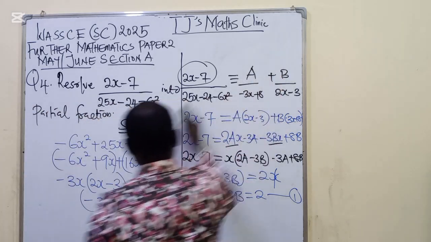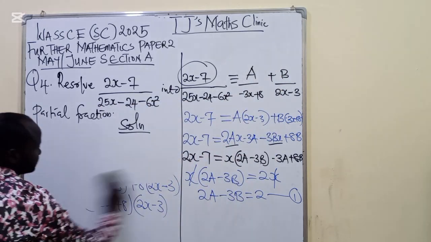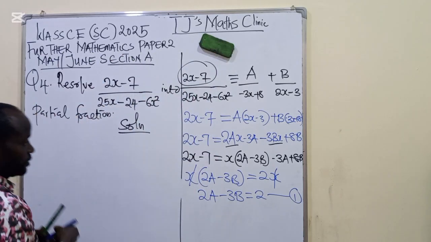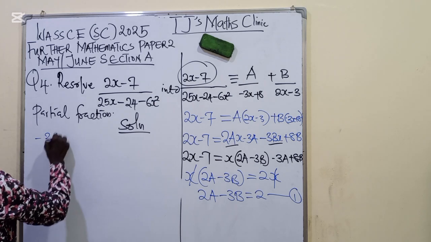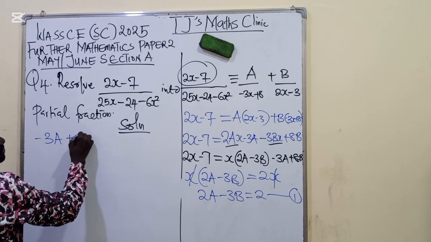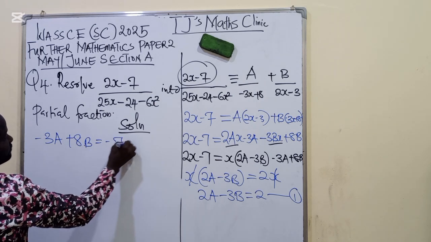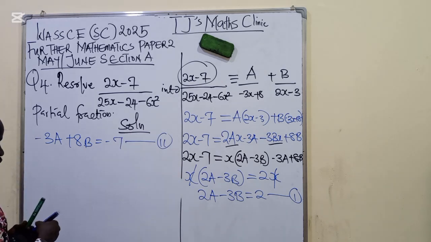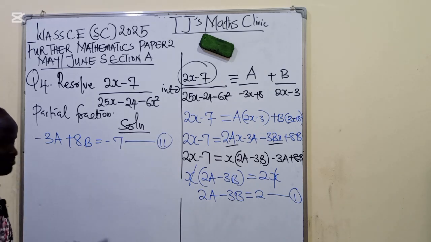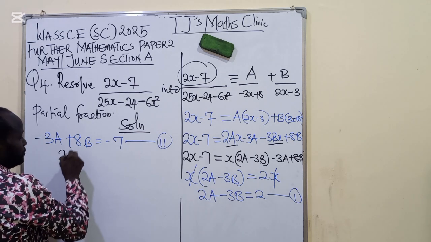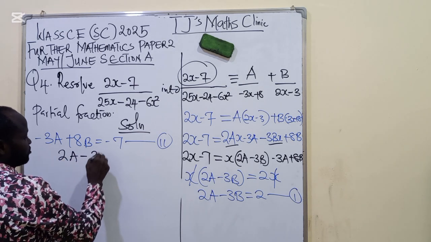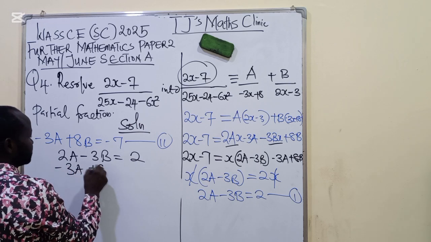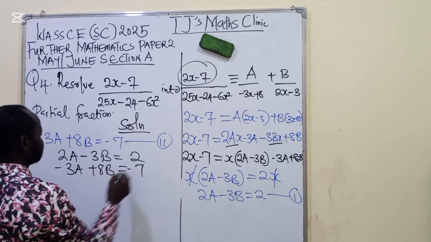Again, let's move here and remove these parts. Again, we can look at the constant now. That will be minus 3a plus 8b equals minus 7. This is now equation 2. So let's solve this system of equations simultaneously to find a and b. Equation 1 rather, 2a minus 3b equals 2, and equation 2, minus 3a plus 8b equals minus 7.